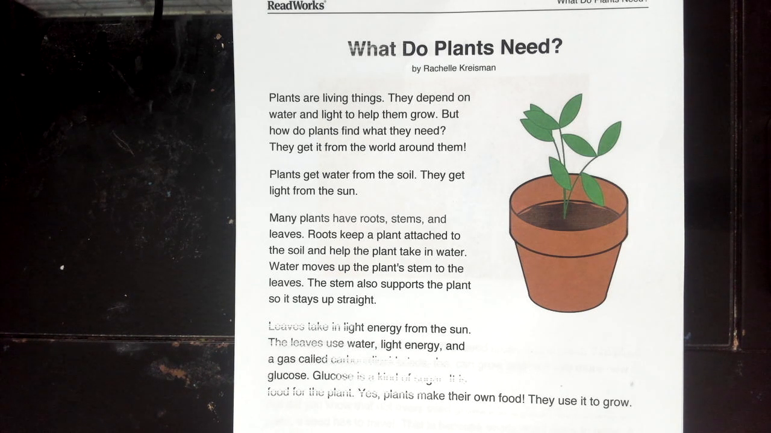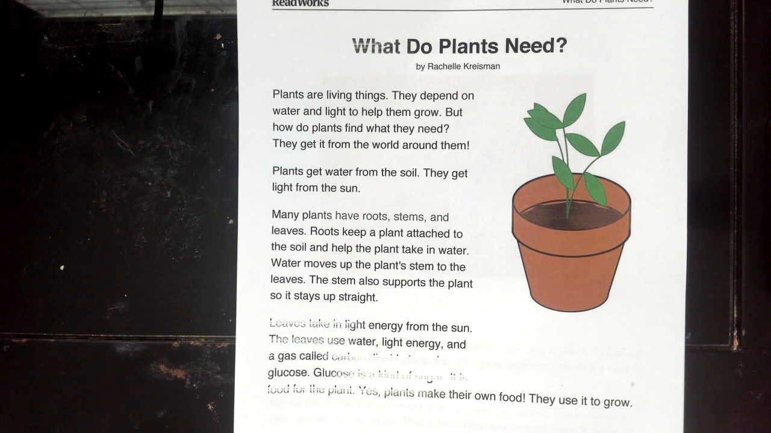Here's our first article. This is called What Do Plants Need? What Do Plants Need? By Rochelle Kreisman. Plants are living things. They depend on water and light to help them grow. But how do plants find what they need? They get it from the world around them. Plants get water from the soil. They get light from the sun.